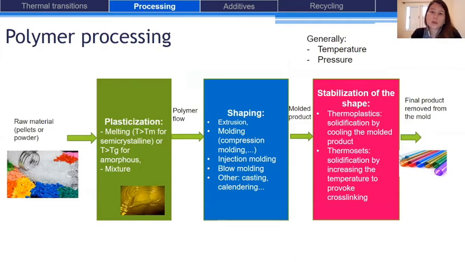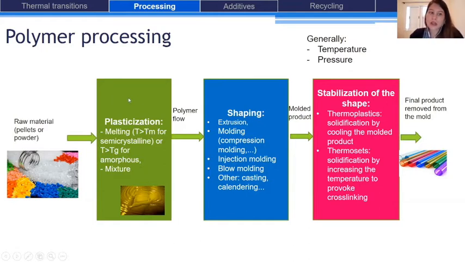So for polymer processing, generally, we will use temperature and pressure. So we will start with a raw polymer, which is either a powder or pellets. So pellets are these kinds of short pieces of polymer. And we will plasticize this polymer through the plasticization step.